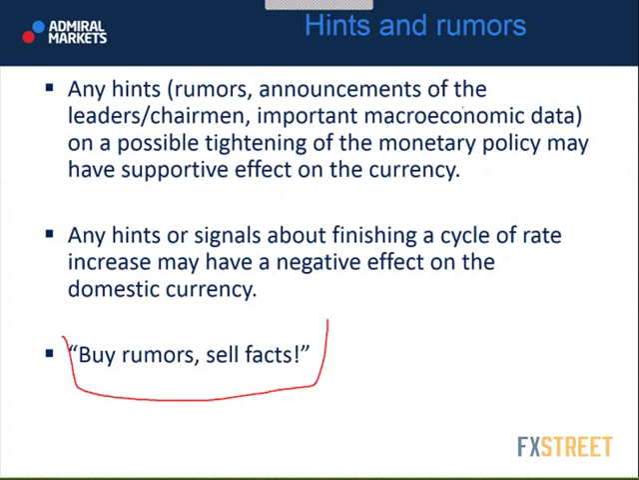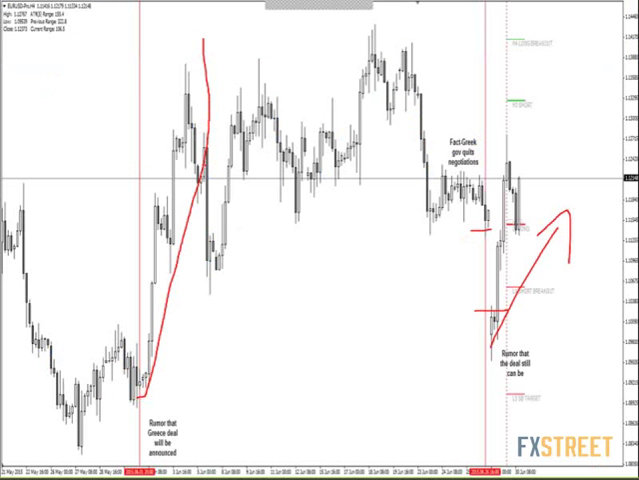So hints and rumors will move the market, and usually that movement will happen in the currency pair which is the core of that hint or rumor. That currency pair is now the euro. Of all of these economic and political factors we have been talking about, euro dollar now has the most impact by buying the rumors and selling the facts.